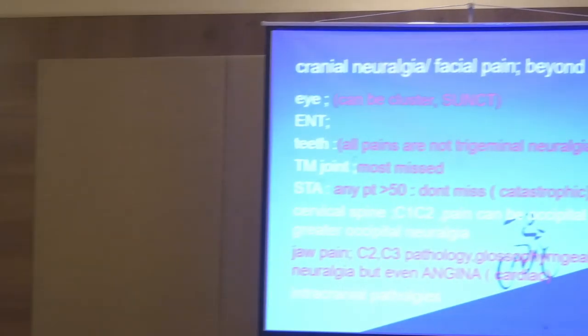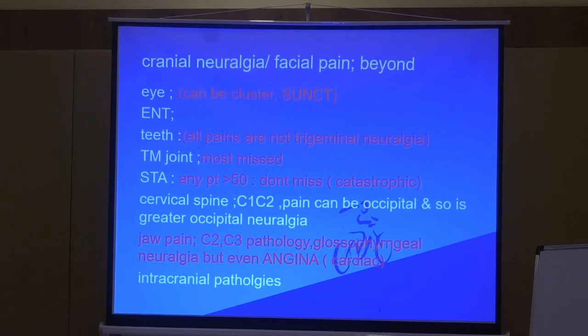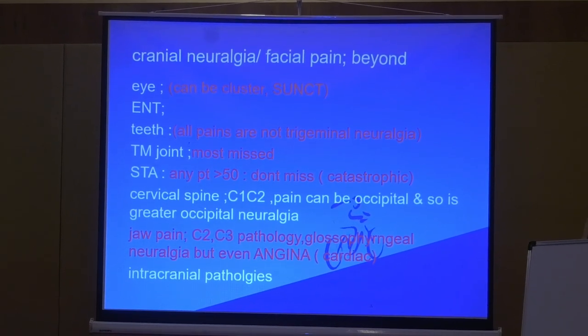It could be a pathology from cervical C2-3-4. It could be an angina also. A pain around the ear could be a TM joint problem, which is very commonly missed. TM joint arthrosis or arthritis is extremely commonly missed, be it ENT surgeons or dentists, everybody. I think we should pay more attention to it. Everybody looks at the teeth. The dentist says, "Extract the tooth," but he doesn't look at the joint.